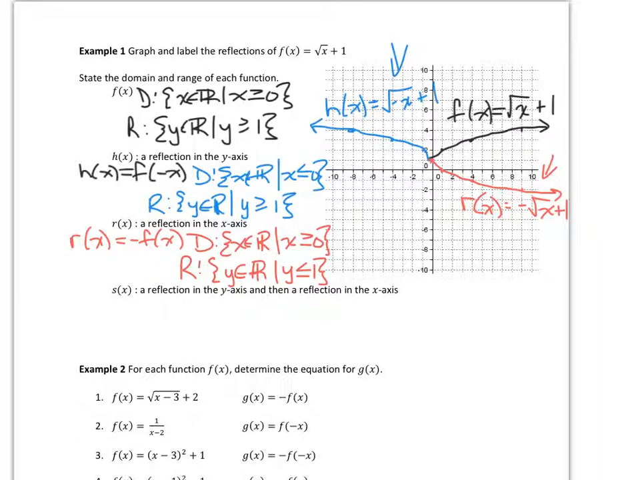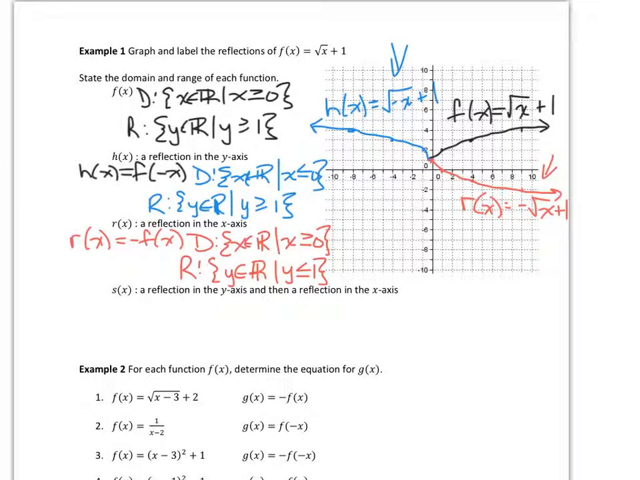So there's my domain and range. My domain has to be greater than or equal to 0, which is the same as the parent graph. And remember that when I reflect it across the x-axis, it is my range that changes. My domain does not. So my range now has to be less than or equal to 1.